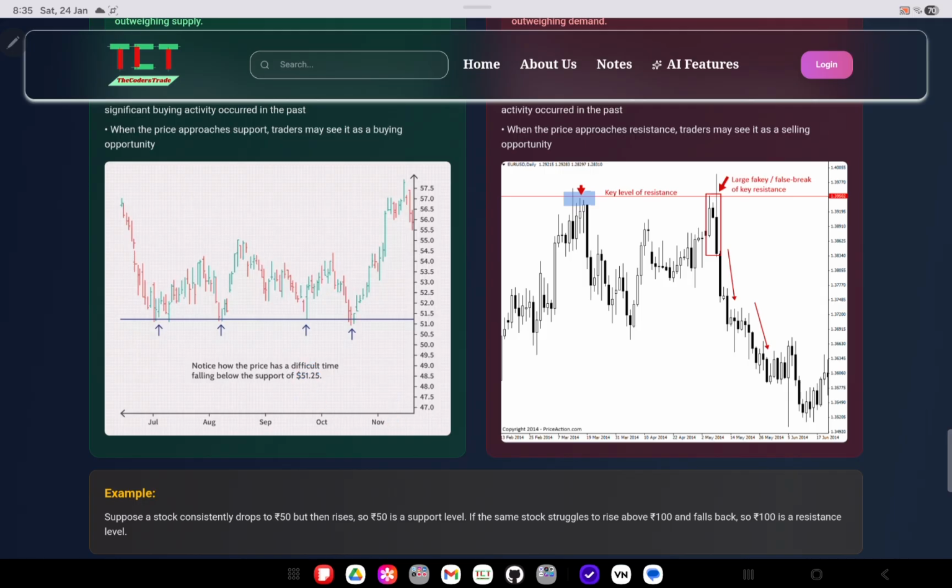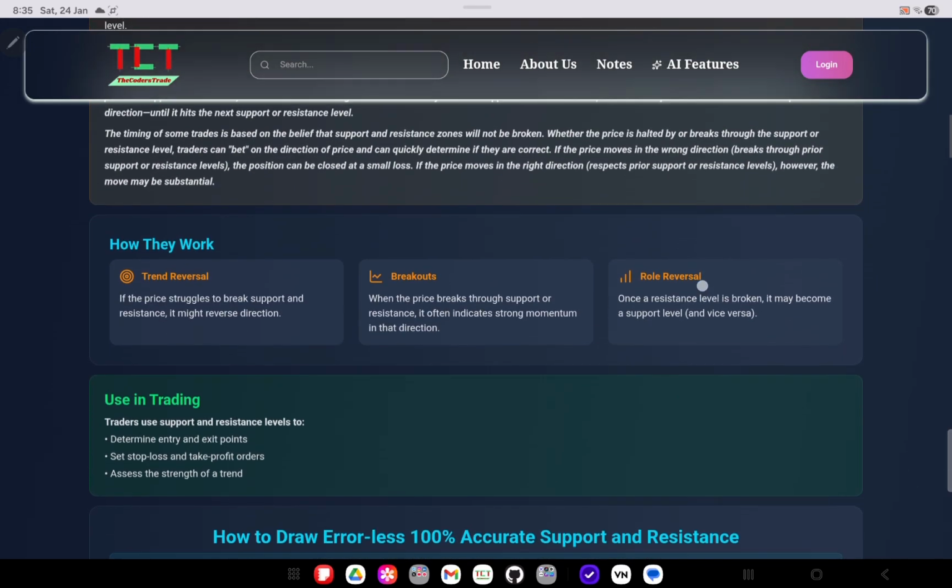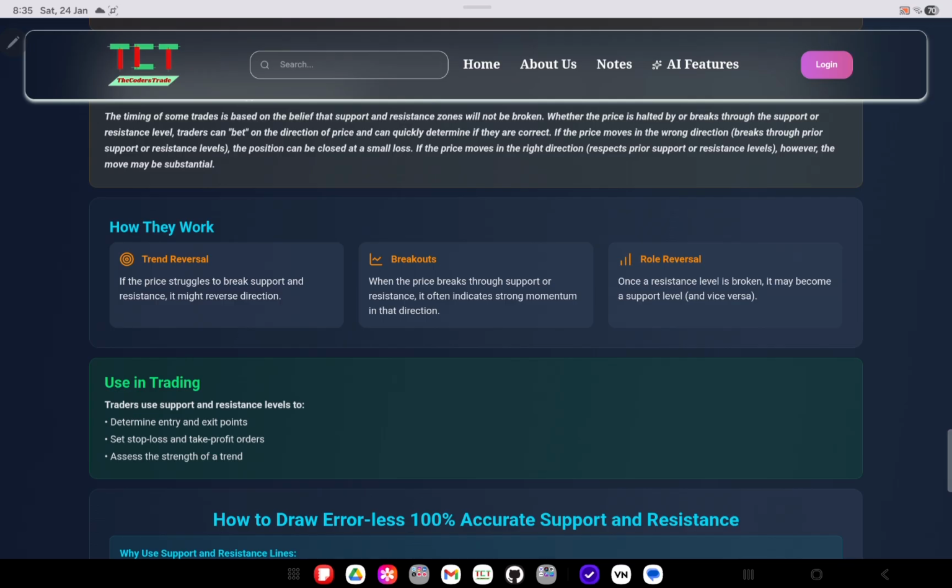Why does this happen? It's simple physics, guys. Prices move because of supply and demand. When everyone wants to buy, price hits a floor and bounces. When everyone wants to sell, it hits a ceiling and drops. Mastery isn't magic. It's just reading the crowd and knowing who's winning the fight.